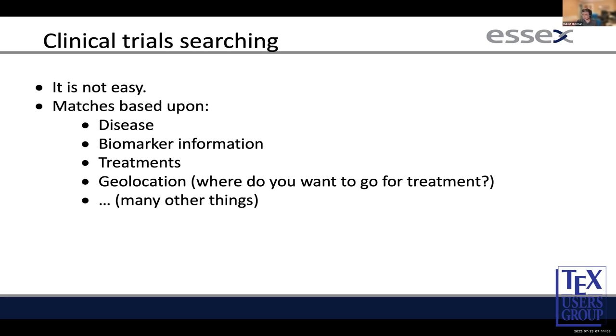And then the other thing, if you're looking for a trial, is things like geolocation. Where do you want to go for your treatment? How far can you drive? Some people can go long distances to enroll in a trial. Some people are not able to do that. So it is a combination of many things, both internal to the patient, like the disease and biomarkers, and the external, what things are available, what studies are a good match for you.